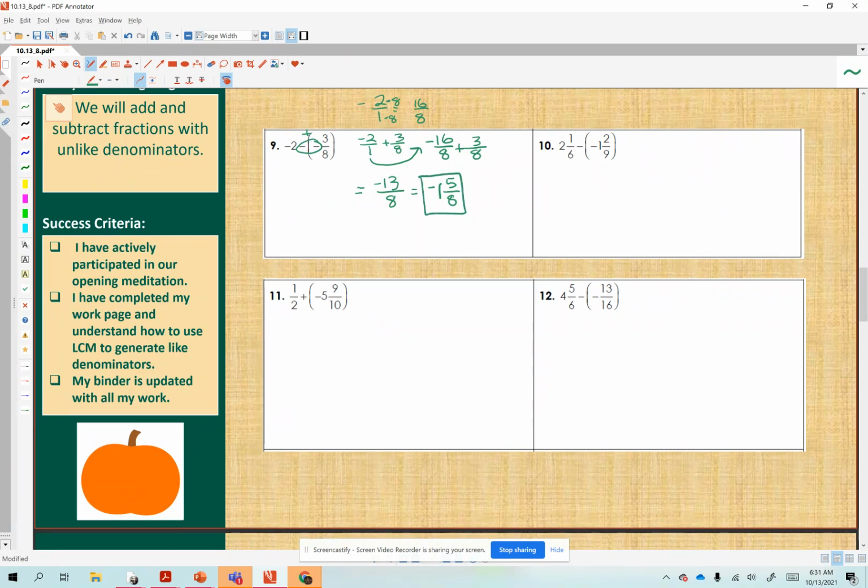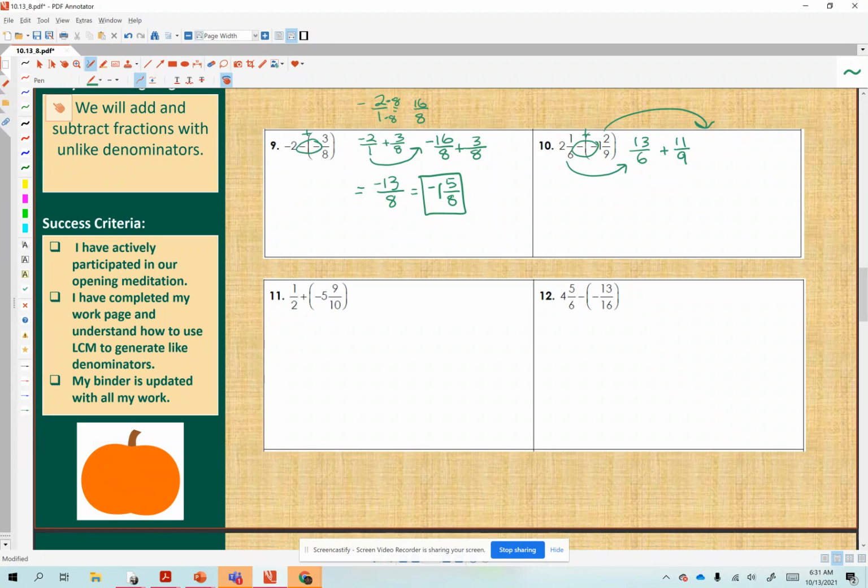So on number 10, again, we're subtracting a negative, which means we will be adding. So first we make improper fractions. 6 times 2 is 12, plus 1 more is 13. So 13 over 6. Now we need an improper fraction for 1 and 2 ninths. 9 times 1 is 9, plus 2 more makes 11. So that would be 11 ninths.